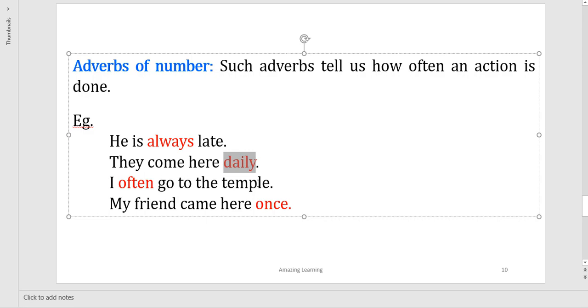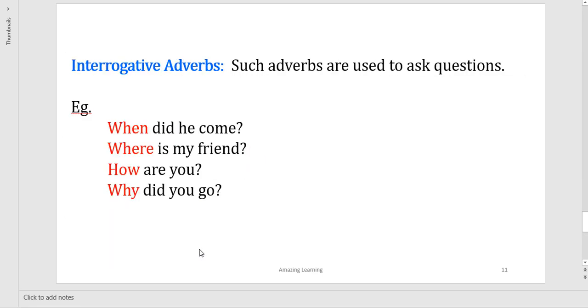I often go to the temple. So when does he go to the temple? Often means always, frequently. So we can say that this going process is attached with the word often. So often is qualifying this specific verb, because of which this is an adverb of number. My friend came here once. So your friend came here when? How much time? How many times? Once. So once is showing the number of times the action is going to be performed.